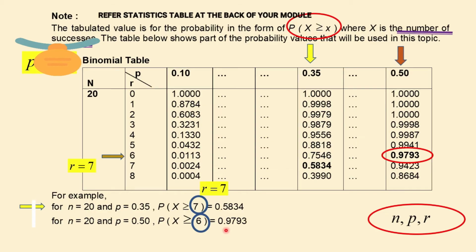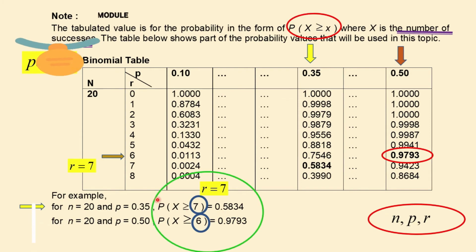Got it? So take note that you have to find the values for n, p and r to read the table. And please take note that to read the table, you need to find the probability for x more than or equal to r. For this example, probability x more than or equal to 7. Okay?